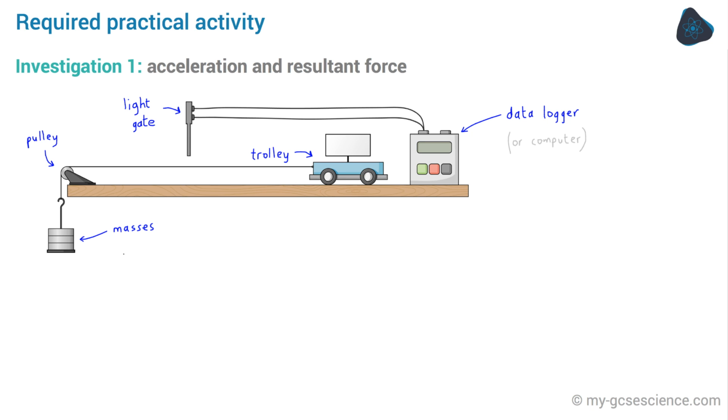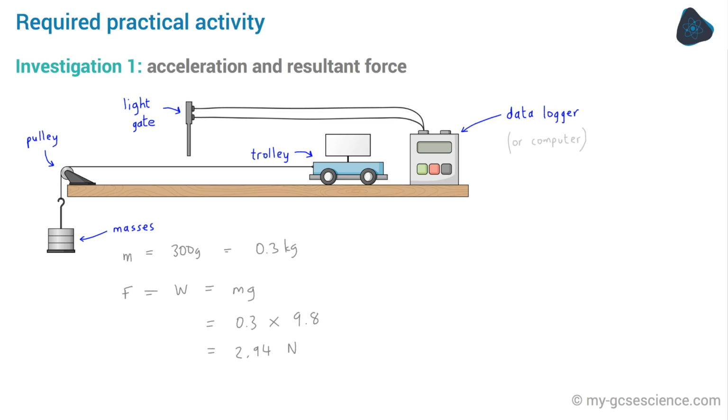For example, if the mass attached here is 300 grams, that's 0.3 kilograms, then the accelerating force is just given by the weight of these masses, which is given by W equals mg, the mass times the gravitational field strength. Then subbing in, that becomes 0.3 times 9.8 to give an accelerating force of 2.94 newtons.